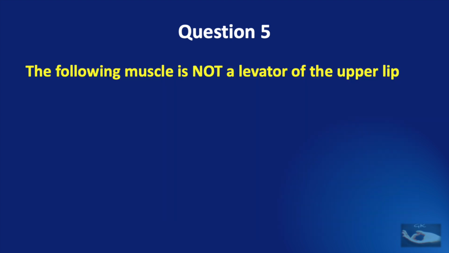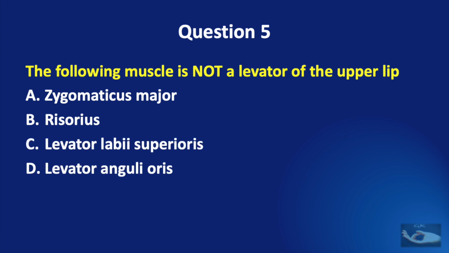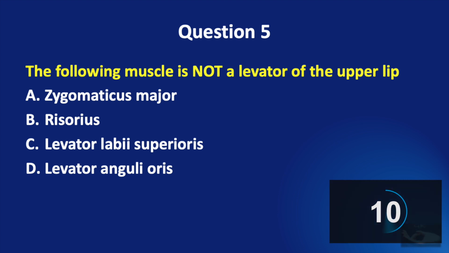Question number 5. The following muscle is not a levator of the upper lip: zygomaticus major, risorius, levator labii superioris, levator anguli oris.